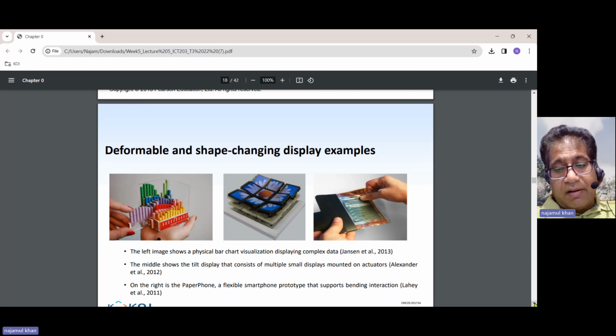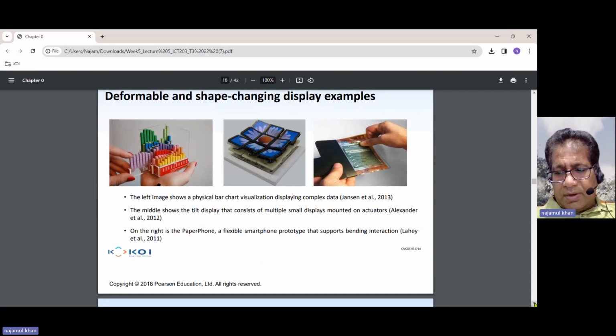The third one on the far right side, I don't know how far that technology went, but it is a paper phone. Can you believe this? A flexible smartphone prototype that supports bending interaction. We haven't seen this technology actively in the market. Somebody developed it, but it may not have worked, or they may not have developed it for commercial reasons. So it is something we need to see as well.